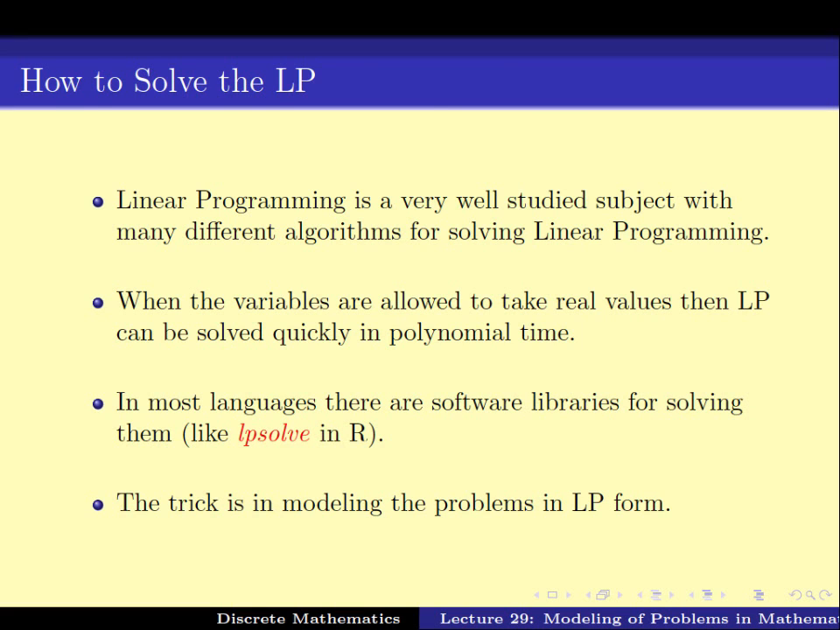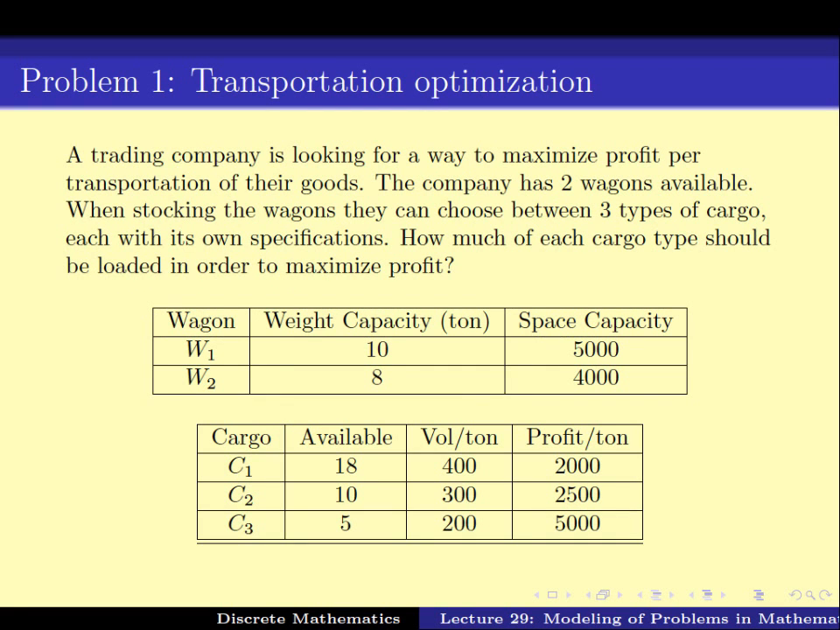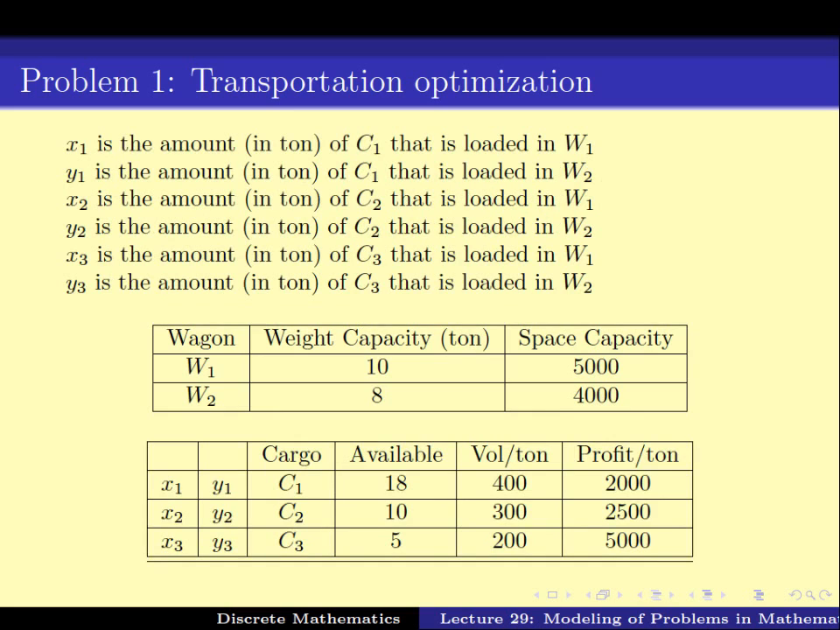So let's start with the first problem. You remember? Just for the sake of simplicity, I have reduced the number of wagons to 2 and the number of cargoes to 3. Now how do you solve it? Say I start by saying that we have these 3 cargoes and 2 wagons.